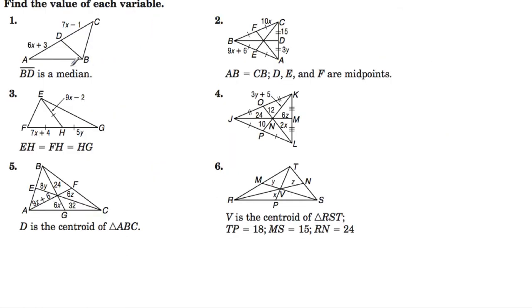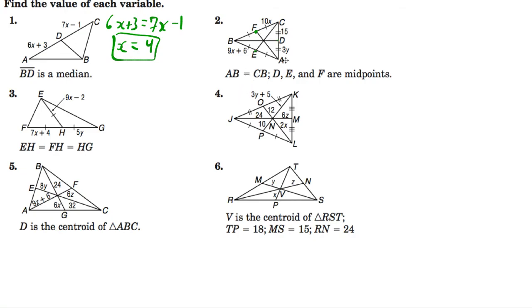And so here we have some other application type problems that we can look at. So BD is a median. So that means that 6x plus 3 is equal to 7x minus 1. So if I solve this, I actually get that x is equal to 4. For number 2, D, E, and F are all midpoints. So these are all medians.